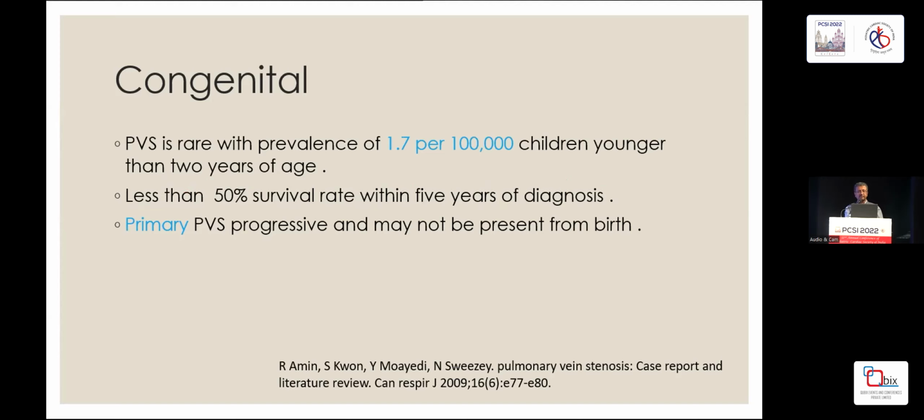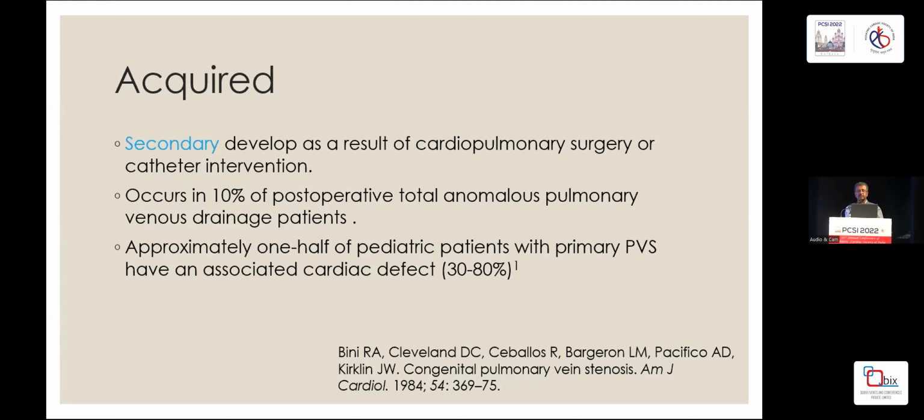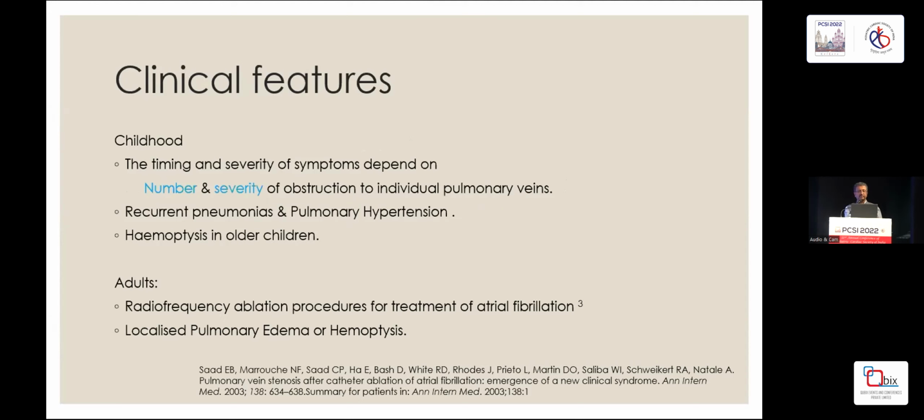The primary pulmonary vein stenosis is the progressive one, not present at birth. Acquired is, most of the time, secondary to surgery. In our clinical practice, we see it predominantly after TAPVC surgeries, occurring in 10% of post-operative TAPVC patients. Approximately one third of the patients with primary PVS have an associated cardiac defect. Clinical features include right heart hypertension, right ventricular hypertension, and cardiac failure.